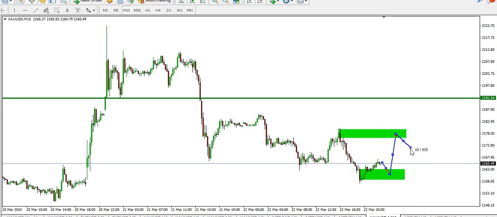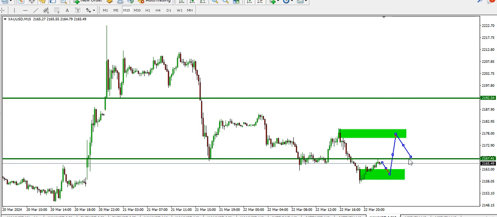But if price is able to find some level of support around here, okay, price finds support around here and goes up, it will definitely start another trend on the 15 minutes time frame, and then we might start to see price climb up back to the all-time high. The all-time high is at 2222 level.